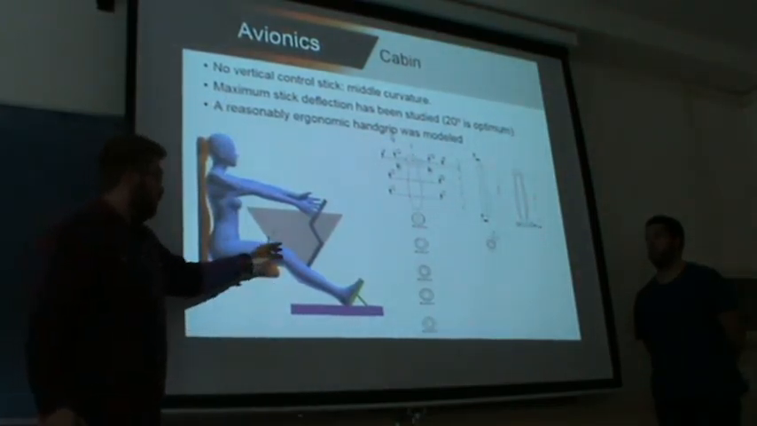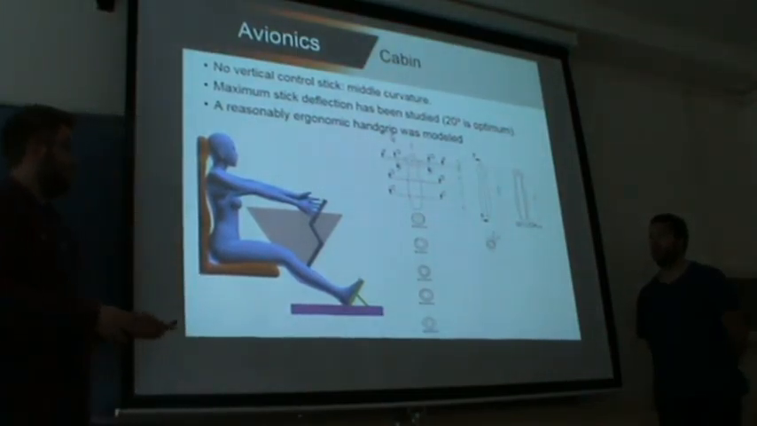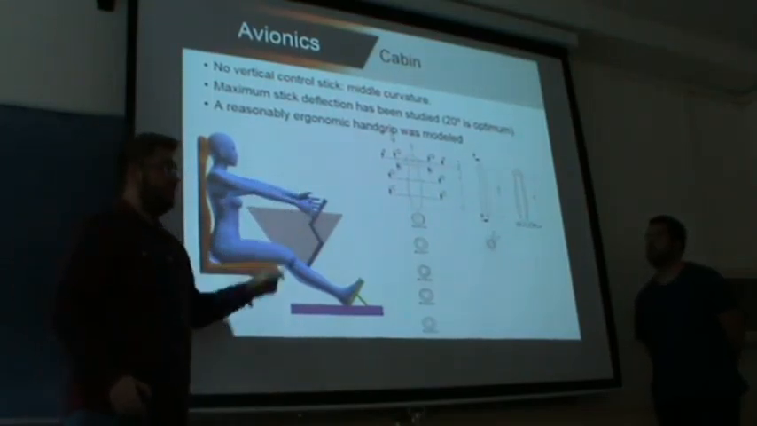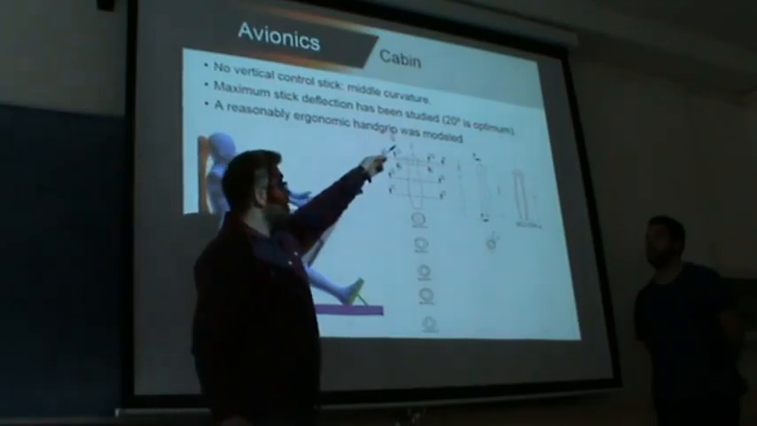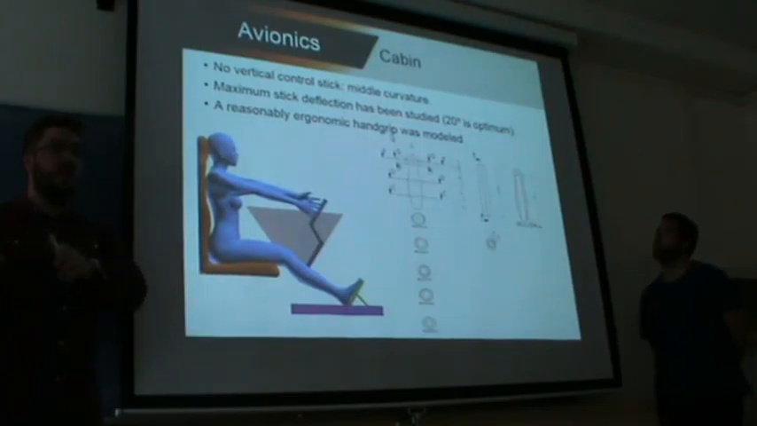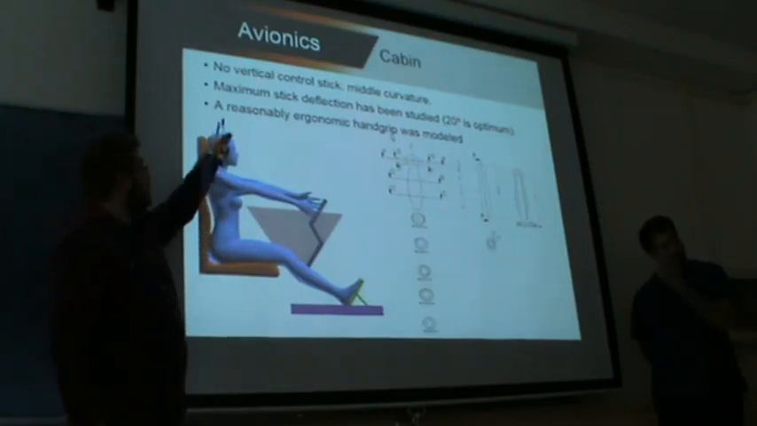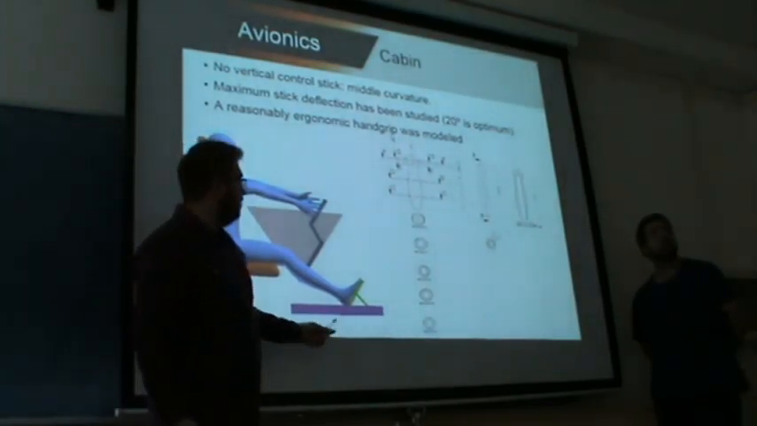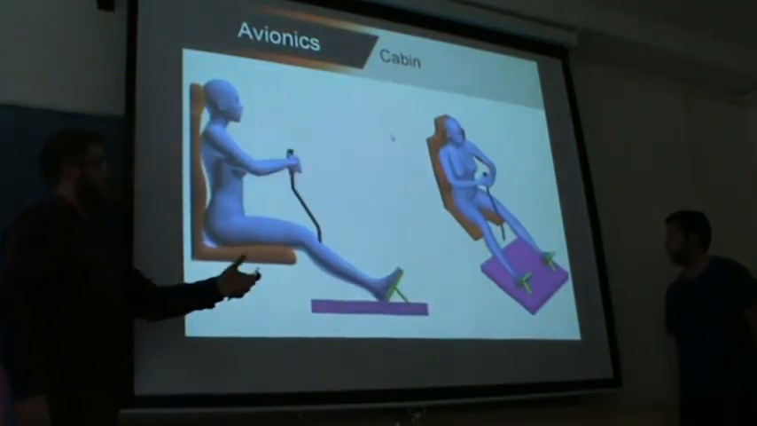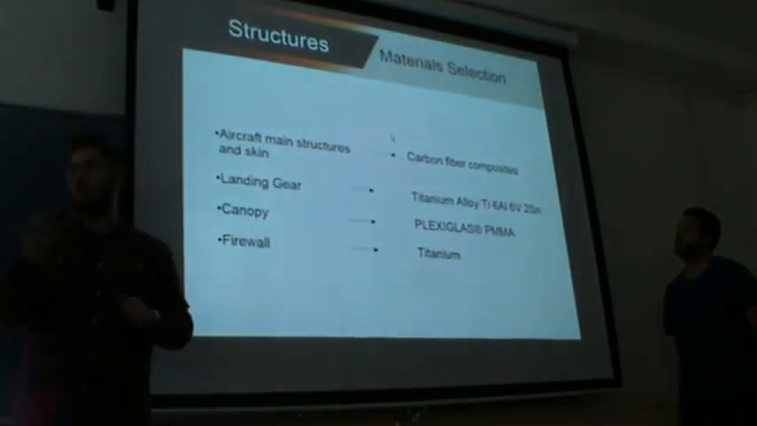Also, the maximum deflection angle of the stick was validated. We see, for example, that for 30 degrees, it was impossible for the pilot to reach the stick, while for an optimum 20 degrees, it was suitable, capable of manipulating the stick in all kinds of configurations and maximum deflections. We also developed a hand grip that is used basically to improve the ergonomics when the pilot is manipulating the controls. And now let's go with the structures.